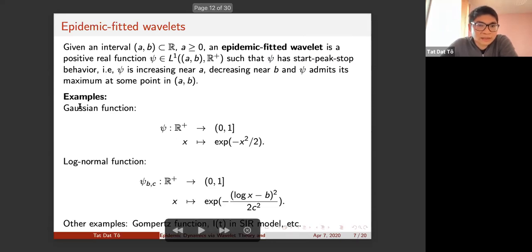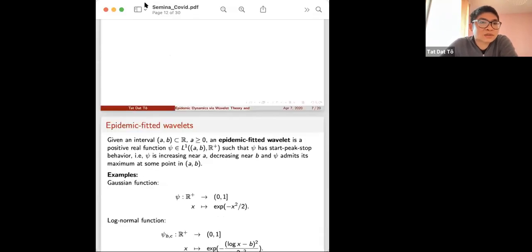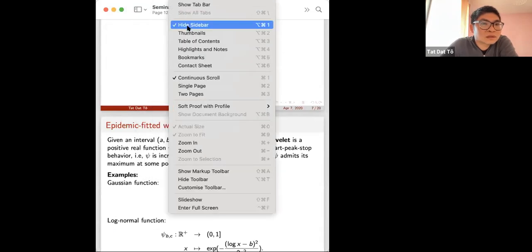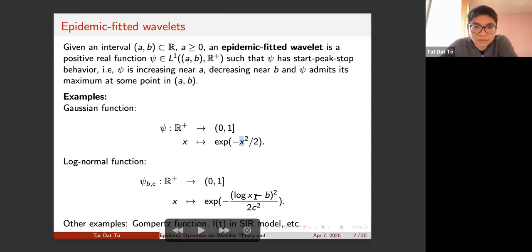For example, here I put two simple examples. The first one is the exponential, e to the power minus x squared over 2. The second one is the log-normal function. By log-normal, I mean changing x in the Gaussian function to log x. From this we have a new function which has the shape of start, peak, stop: increasing, then attaining a maximum, and then decreasing.